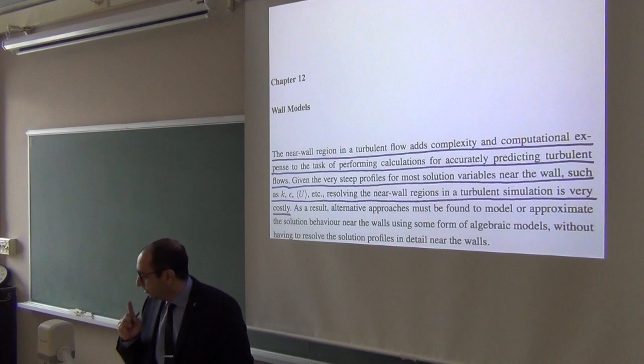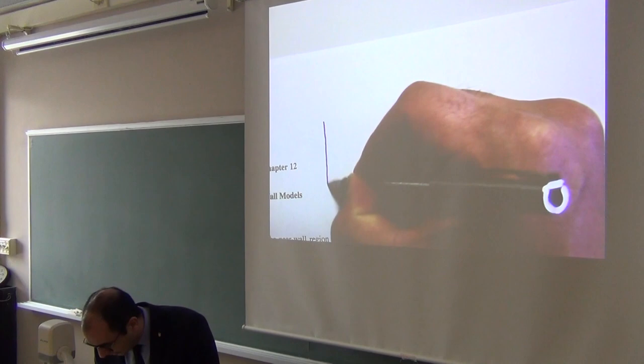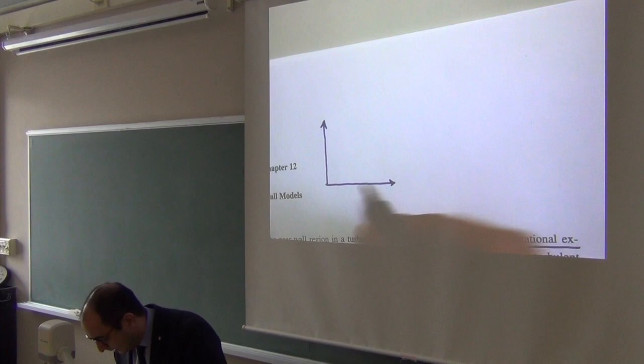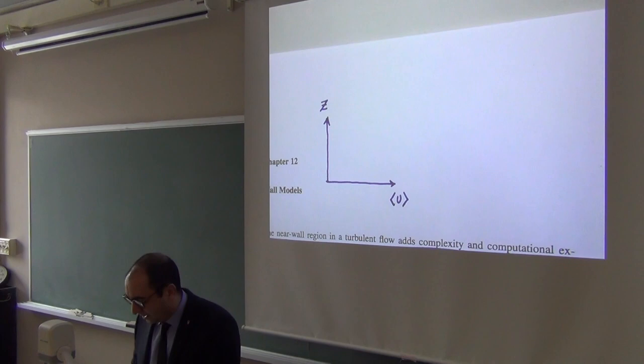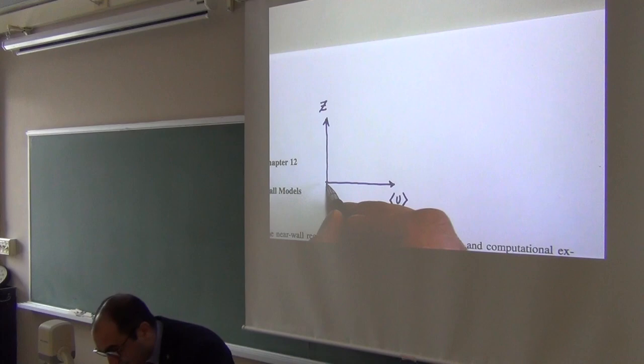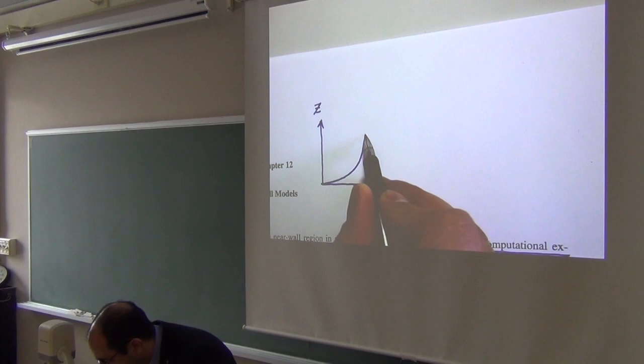I give you an example. What do we mean by solutions being very, profiles being steep? Well, we mean that solution profiles exhibit a very sharp gradient near the wall. I mean, take, for instance, a profile of mean velocity. So this is the wall surface, and if you plot this as a function of distance away from the wall, well, the solution has to start from zero, right? There is no motion at the wall. So it's at zero and it's a very steep gradient, and only then far away you gradually become gradient free.